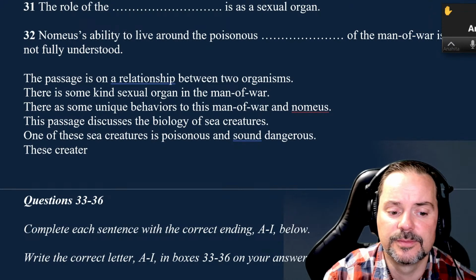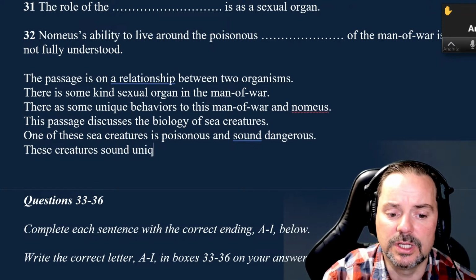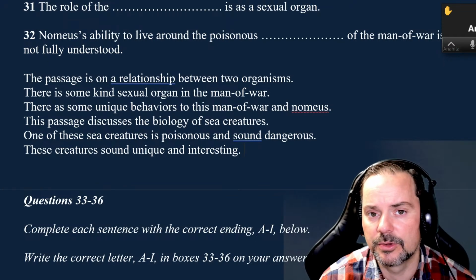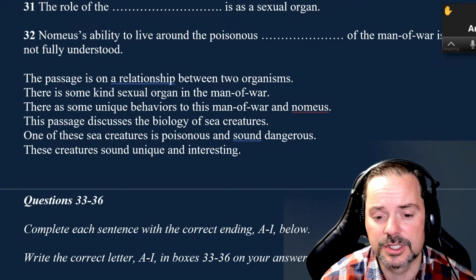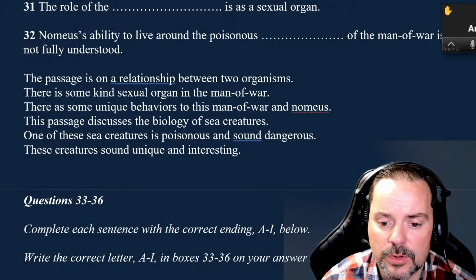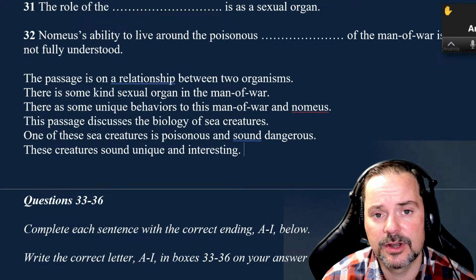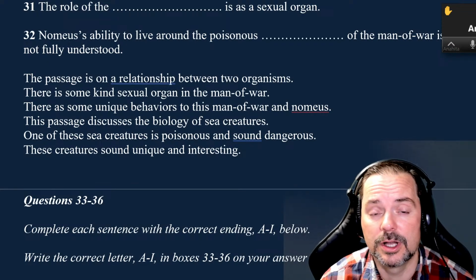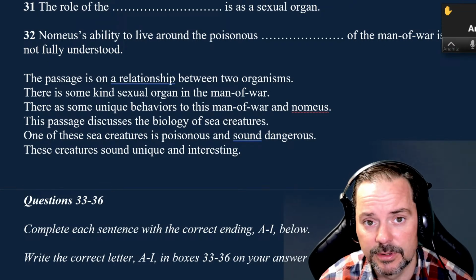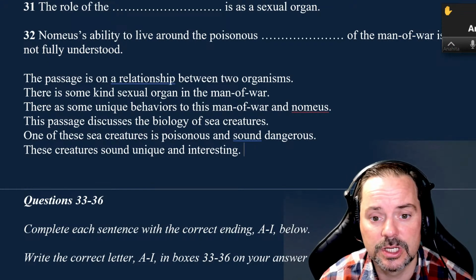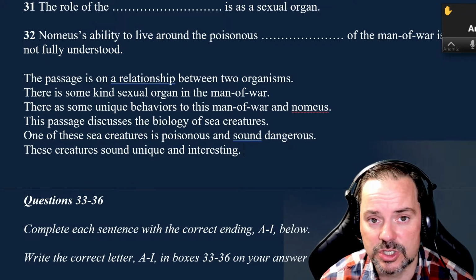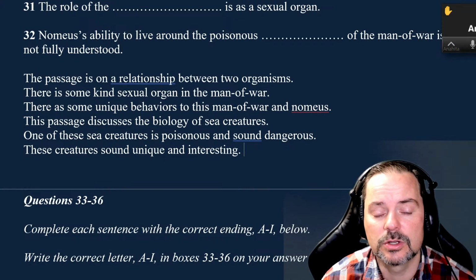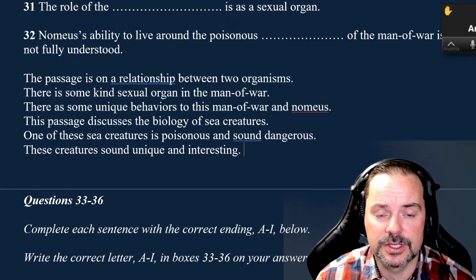These creatures sound unique and interesting, right? So from reading this, even if I don't understand all the words, it sounds like these are some pretty strange sea creatures, correct? Yes. Okay, so keep your thoughts simple. You don't have to understand all of the details yet, but you should start to understand some of these more general concepts of, okay, there's a relationship, there's a couple of creatures here, they seem to live in the water or the ocean. One of them seems to be especially dangerous or poisonous. They clearly will talk about the biology of these. So that's what you should be getting from this content, okay?